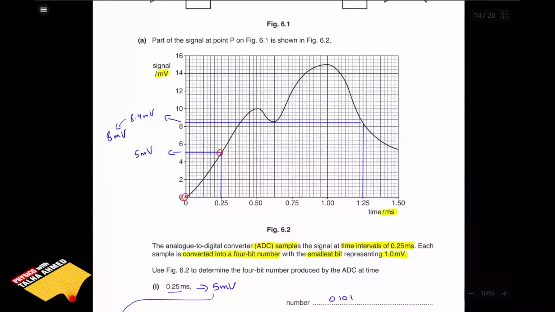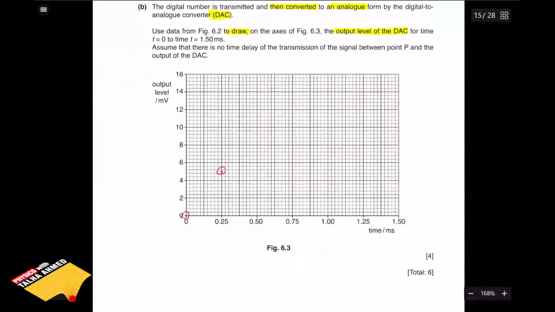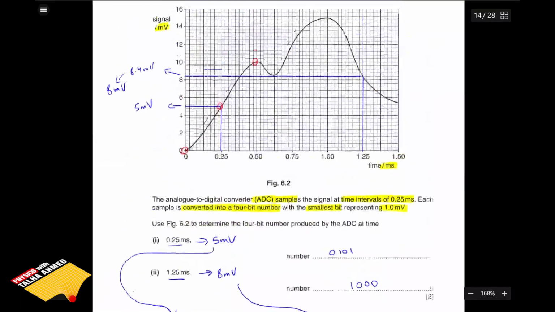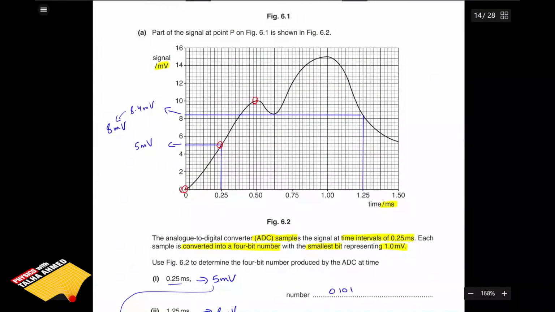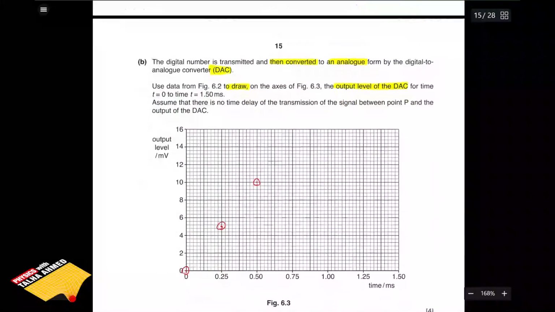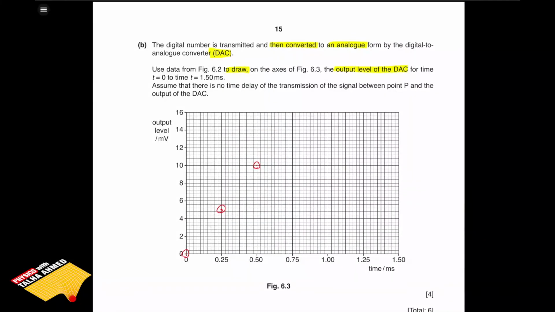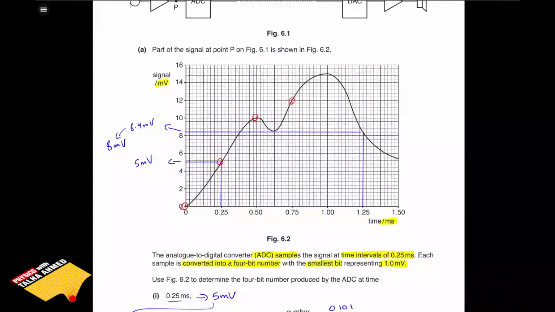Now, how do we draw this? First of all, find the values of the analog signal at all the 0.25 milliseconds interval. Why 0.25 millisecond interval? Because that was the sampling rate of the signal. So I'll take the values of the analog signal at 0 seconds and then 0.25 milliseconds. Then I'm going to do it at 0.5 milliseconds, and I'm noting down all the values from the y-axis, and then I'm going to do it at 0.75, 1 millisecond, 1.25 milliseconds, and then 1.5 milliseconds.